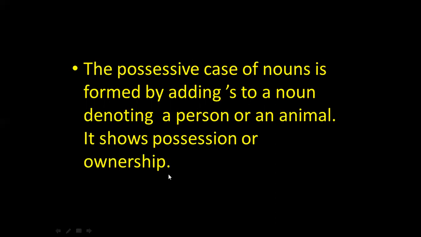So what is the rule? The possessive case of a noun is formed by adding apostrophe S to a noun denoting a person or animal. It shows possession or ownership. Here we add apostrophe S to the person or animal to show the possession. That is the rule: the possessive case of a noun is formed by adding apostrophe S to a noun.